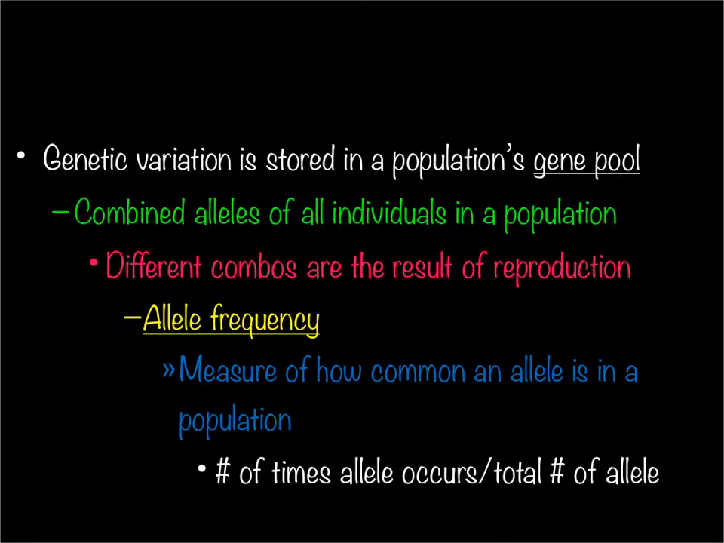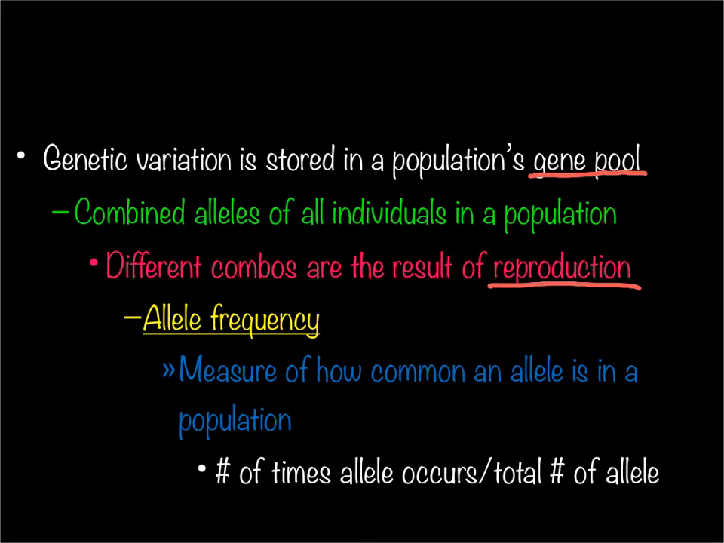Genetic variation is stored in the population's gene pool. Remember, gene pool is the combined alleles of all the individuals in a population, or all of the alleles in a population. Different combinations arise from the result of reproduction.